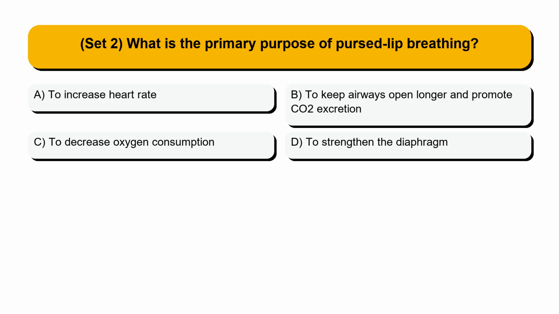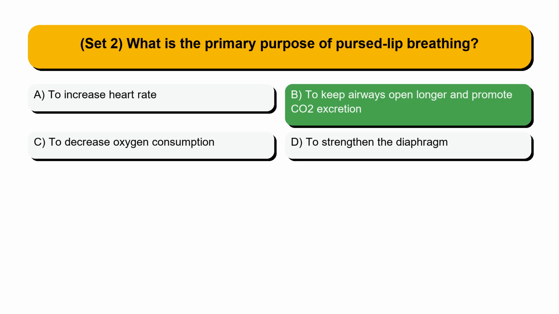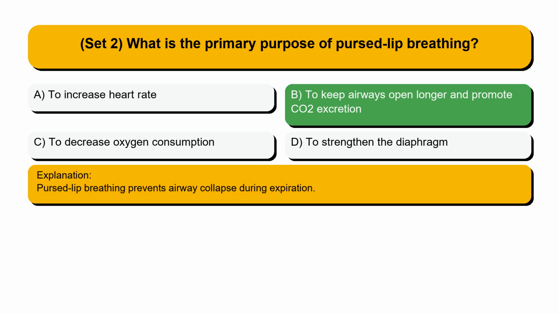Question 2. Set 2. What is the primary purpose of pursed lip breathing? Option A, to increase heart rate. Option B, to keep airways open longer and promote CO2 excretion. Option C, to decrease oxygen consumption. Option D, to strengthen the diaphragm. The correct answer is option B, to keep airways open longer and promote CO2 excretion. Pursed lip breathing prevents airway collapse during expiration.